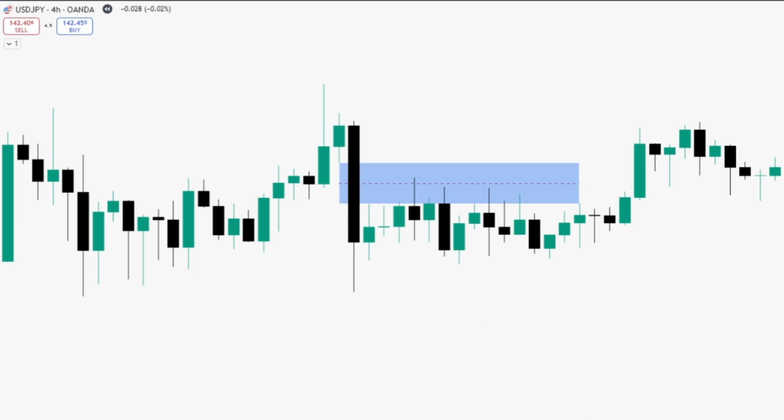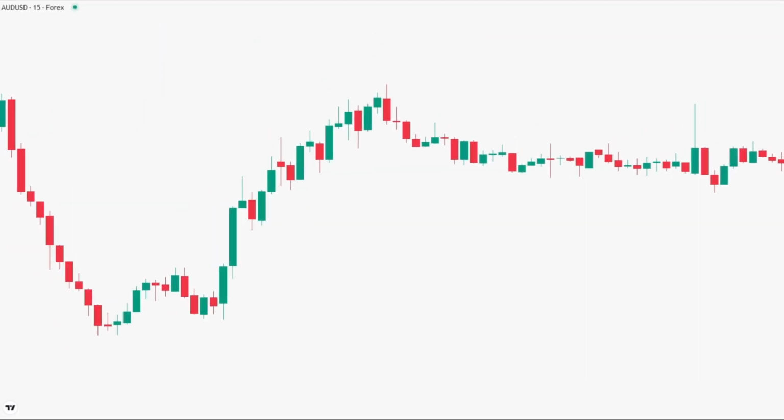Let's look at another example of consequent encroachment. This is the AUDUSD chart on the 15-minute time frame. We had a fair value gap here. The market dipped into it and closed above the CE, meaning this fair value gap is valid and we can trade on it. The market pushed upward.